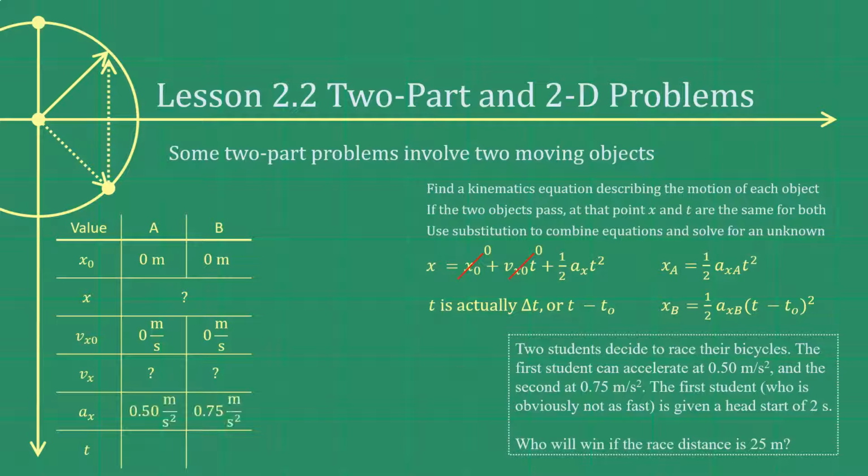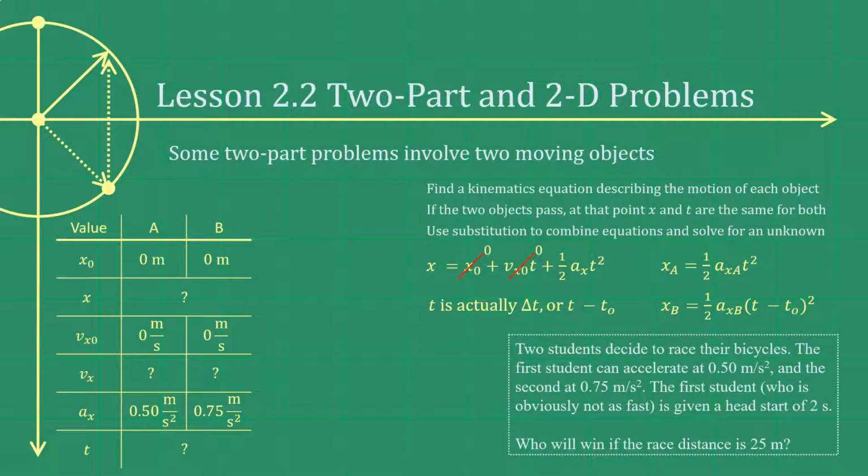Acceleration is different for both students, student A at 0.5 meters per second squared and student B at 0.75. That's why student A was given the head start. And then the time at which the students meet is, again, going to be the same, but we don't know what it is. So I know something about time. I know that it's going to be the same for both students. I don't know what the value is.